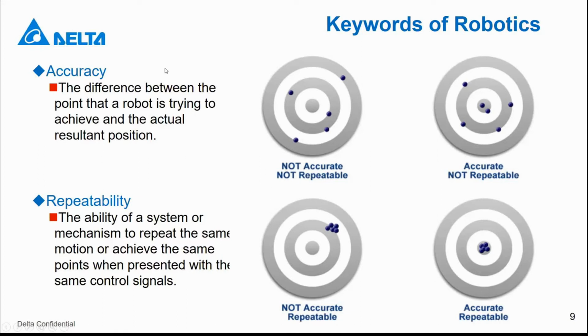So how will these ideas affect our application? Because for a robot, usually we only teach a few points, and then it will reach the same points every time in the application.